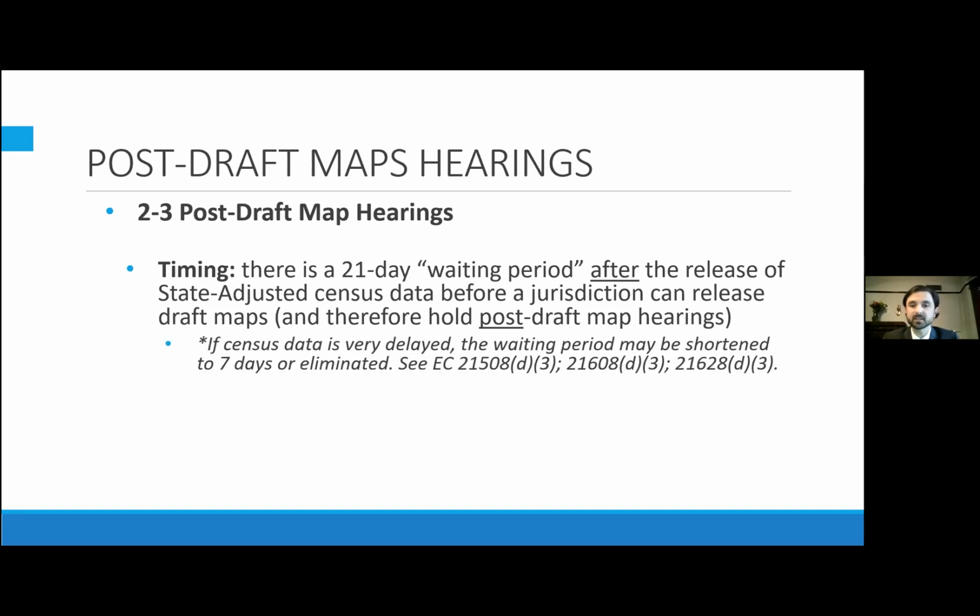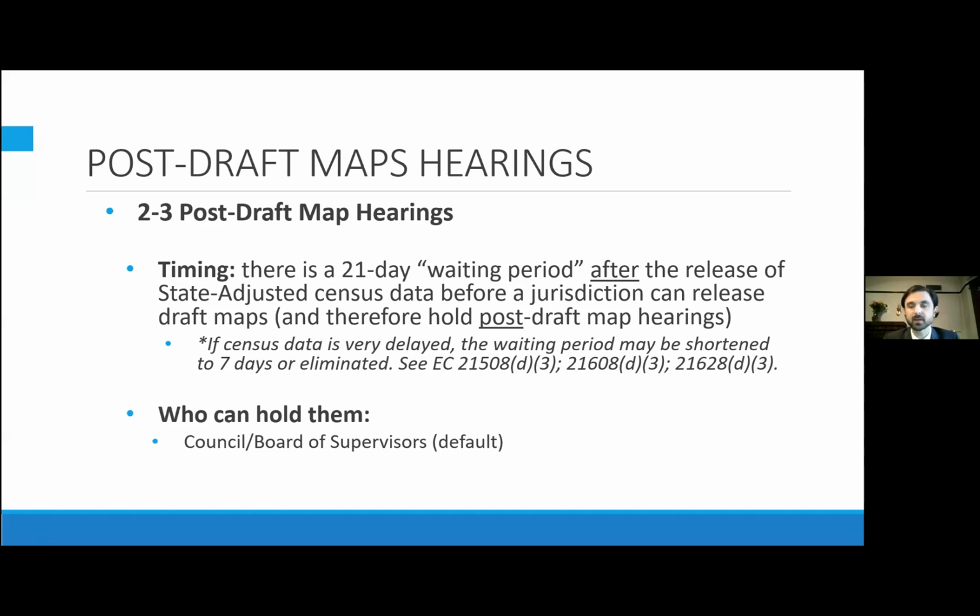I will note that I saw a lot of discussion in the chat about delay in census. That's at the forefront of everyone's mind and something that everyone's going to be looking at. That waiting period that I talked about, if you've got an early redistricting deadline and the data is quite late, that waiting period can be shrunk to 7 days or eliminated entirely. I've included the code sections that you want to look at, which has the triggers for when that waiting period reduces or goes away.